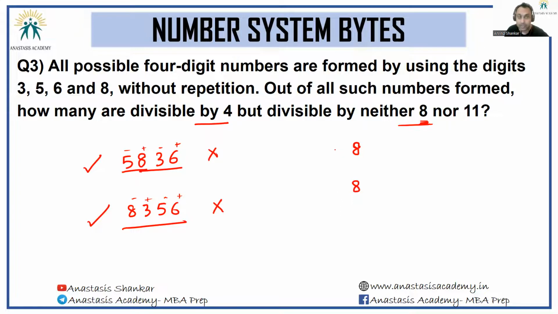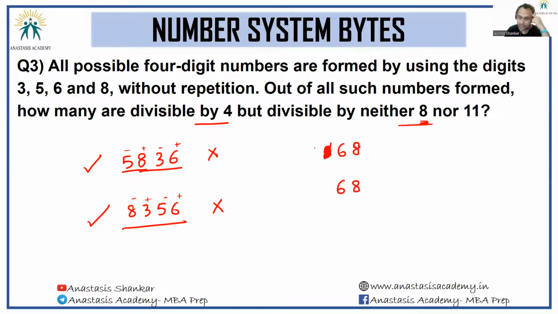Because the unit digit is 8, I want the number to be divisible by 4. I have to get 6 at the second last spot. Now, if I go 568 here, would it be acceptable? 560 plus 8, no, this is not possible.